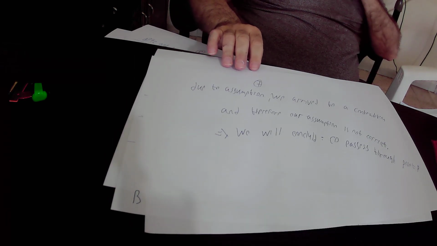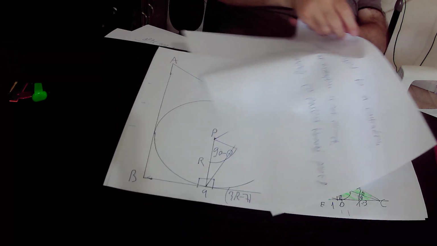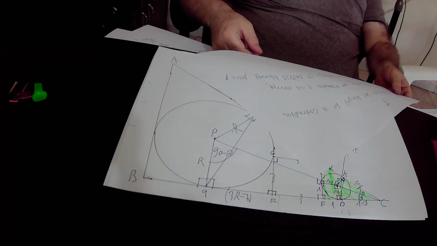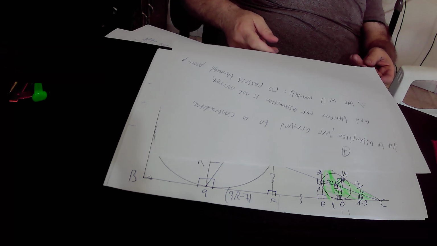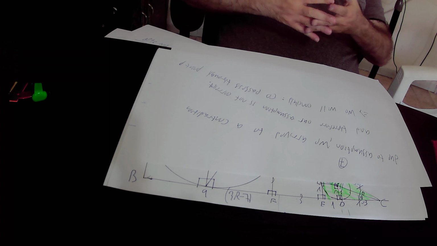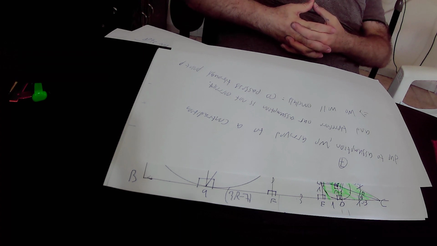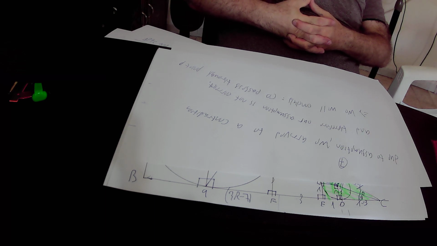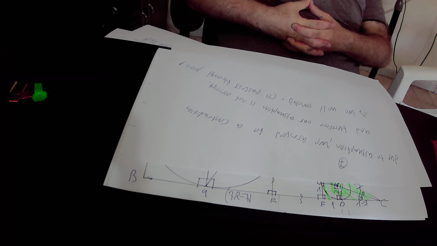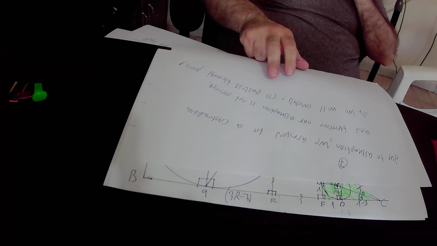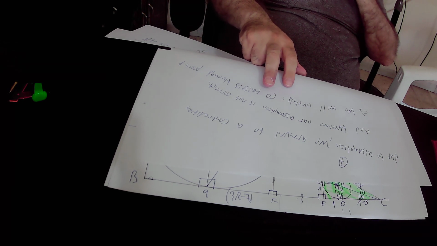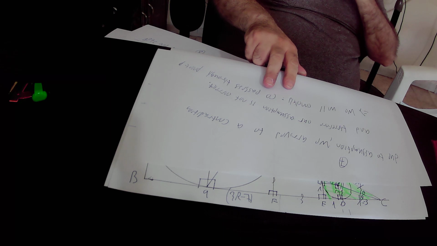Due to the assumption, we arrived at a contradiction. The contradiction is that angle C has been bisected by two angle bisectors that bisect it into two different halves. That is impossible. And therefore, our assumption that OC doesn't pass through point P is not correct.